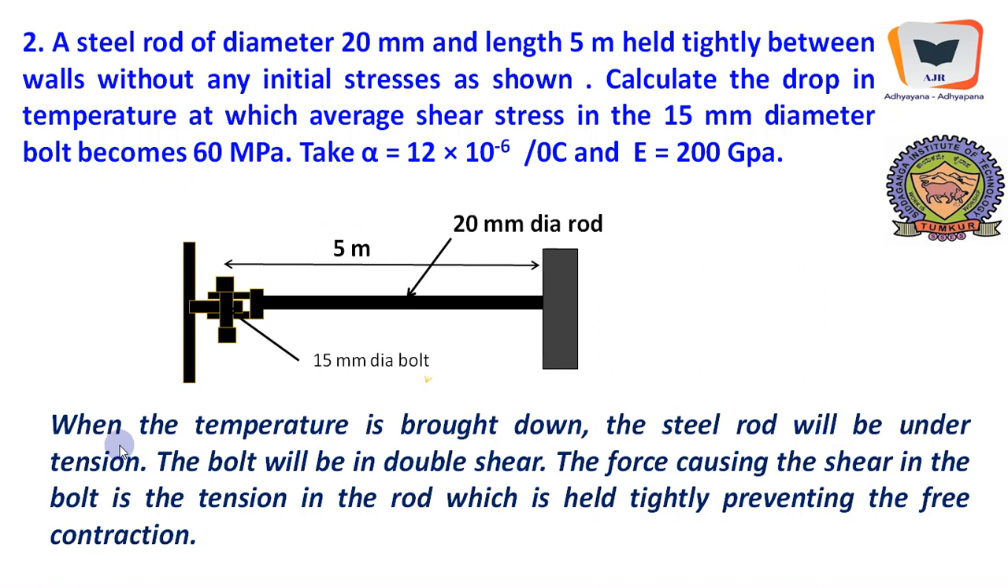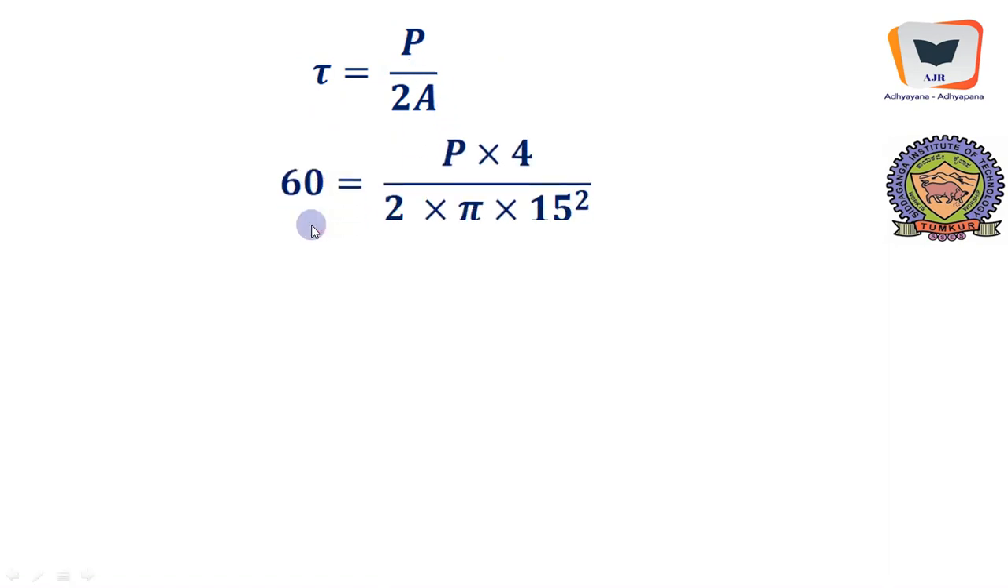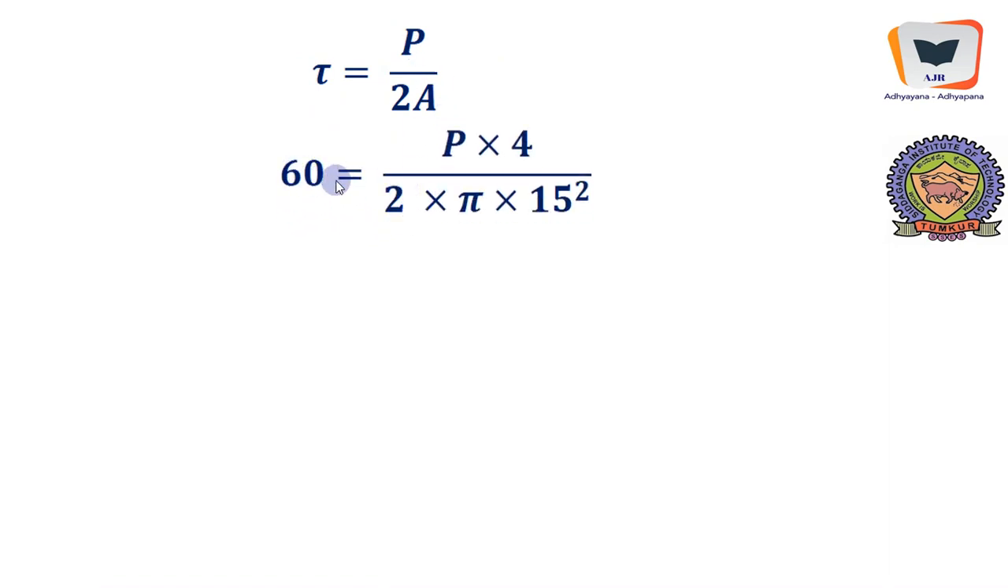Therefore, we will start. When the temperature is brought down, the steel rod will be under tension, and the bolt will be in double shear. The force causing the shear in the bolt is the tension in the rod, which is held tightly, preventing the free contraction. So we will start from the known values. Average shear stress is given to us, but anyway, the bolt is subjected to double shear. Therefore, it is P by 2A. And 60 is given. This is the average shear stress at the time of cooling.